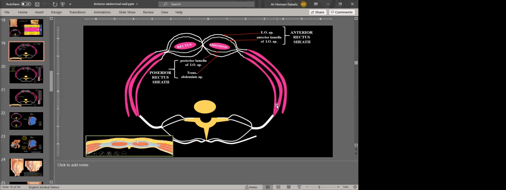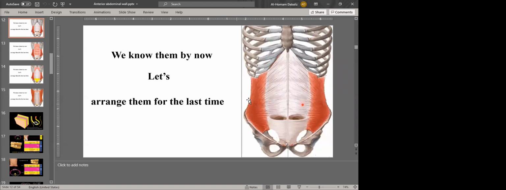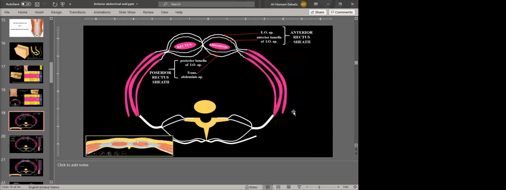Good. Now, our internal oblique does a split. So it gives off two aponeuroses. As you can see here, it was even shown in this picture. So our internal oblique is giving one aponeurosis here, then we have our rectus abdominis, then another aponeurosis. So the rectus abdominis is literally sandwiched between two aponeuroses of the internal oblique. And then lastly, our external oblique gives off another aponeurosis. And all of these will go and attach to the linea alba.